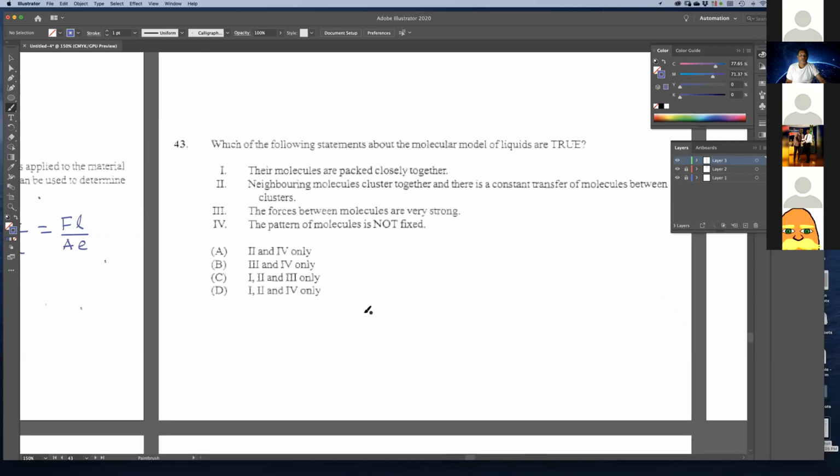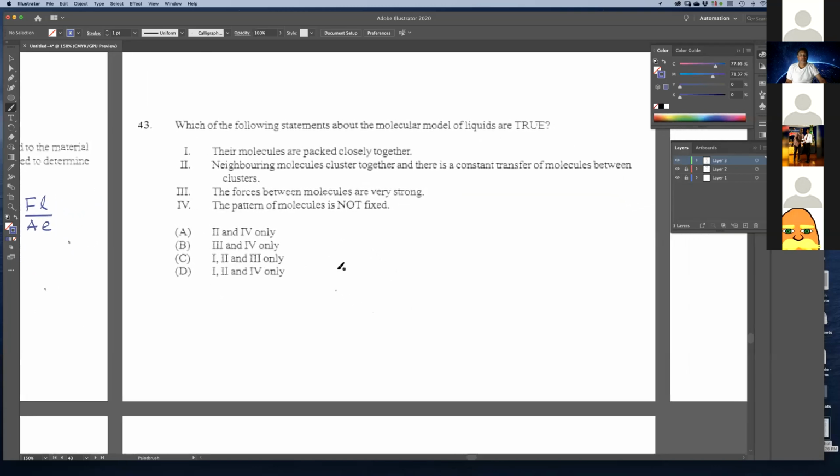Number 43, which of the following statements about a molecular model of liquids is true? Their molecules are packed closely together. The neighboring molecules cluster near constant transfer. Yeah, that's true. The forces between molecules are very strong. That is strong. The pattern is not fixed. That is true. So it's something that has 2 and 4.